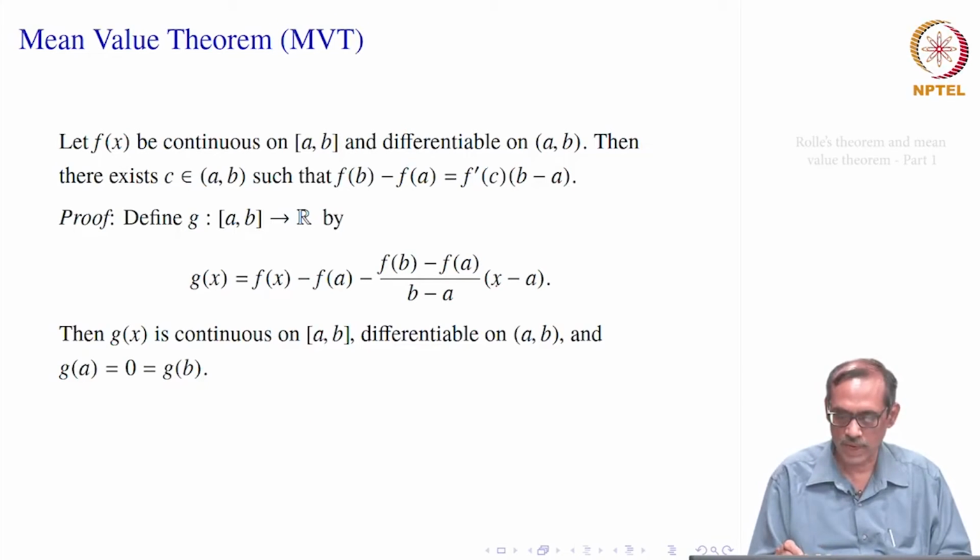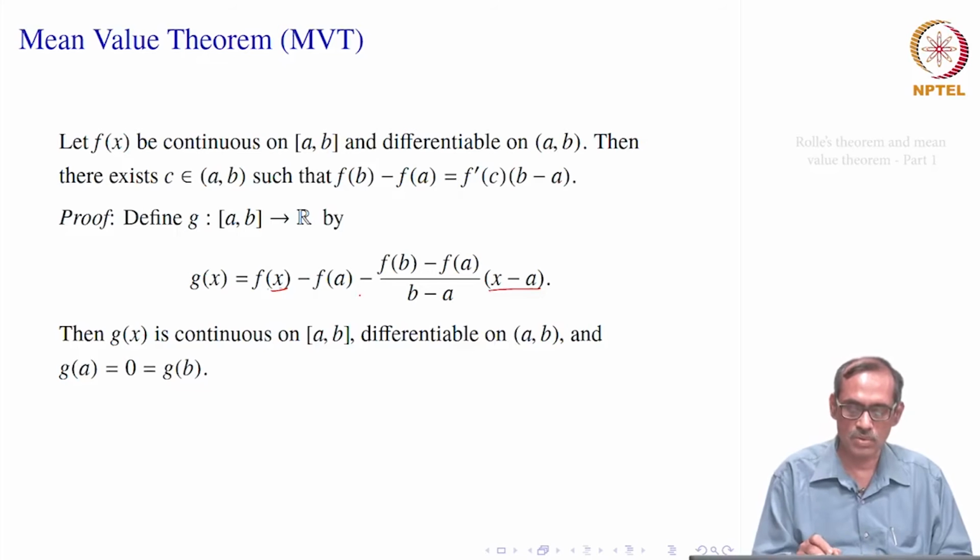Also, we find that g(a), suppose I substitute x equal to a here. So, this becomes 0 and this is now f(a) minus f(a), that is also 0. So, g(a) is 0. What about g(b)? It is f(b) minus f(a) minus, we substitute x equal to b. So, b minus a and b minus a cancel, again minus (f(b) minus f(a)). So, that is also 0.